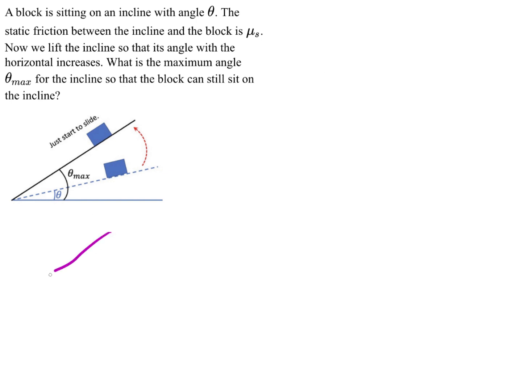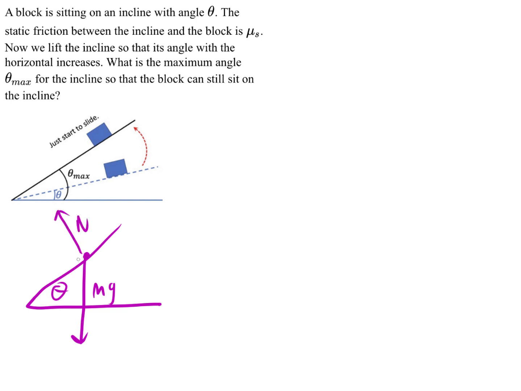So let's start by drawing a free body diagram of this incline. Let's say that this is the incline and this is theta. If this is our box, we're going to have the downward force of gravity pulling it down, the normal force acting perpendicular to the surface of the incline, as well as the force of static friction keeping the box up.